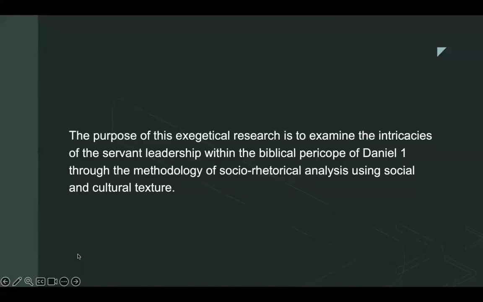Let's get started. The purpose of this exegetical research study is to examine the intricacies of servant leadership within a biblical pericope of Daniel chapter 1 through the methodology of socio-rhetorical analysis using both social and cultural textures. Found inside this exegetical study, we will have three characteristics of servant leadership being studied, as well as the importance of both social and cultural texture found within the servant leadership theory of Daniel chapter 1. Future research will talk about correlations to other passages and comprehension of examples.